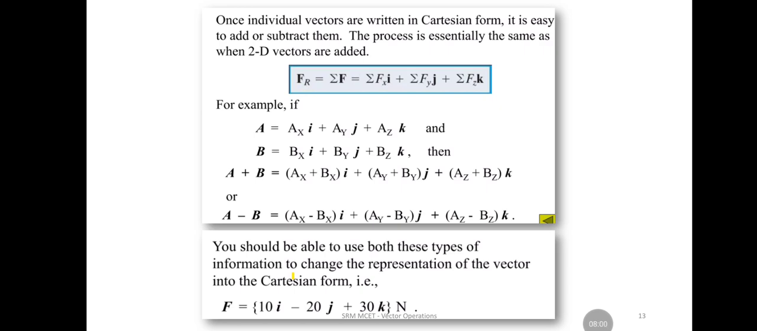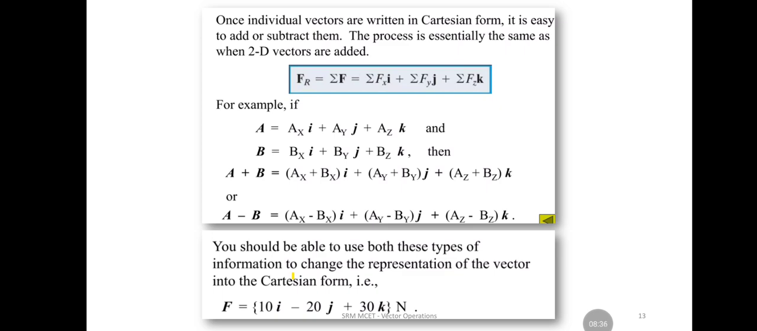If we have a resultant vector, Fr, the resultant vector is equal to the summation of Fx i plus the summation of Fy j plus the summation of Fz k. So whenever you want to add, you should add only the unit vector components. For example, you can see here a is equal to ax i plus ay j plus az k, and b is equal to bx i plus by j plus bz k. If I want to add a plus b, then the resultant vector is (ax plus bx) i vector, (ay plus by) j vector, (az plus bz) k vector.